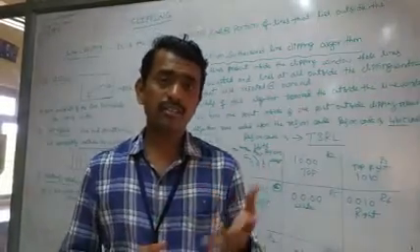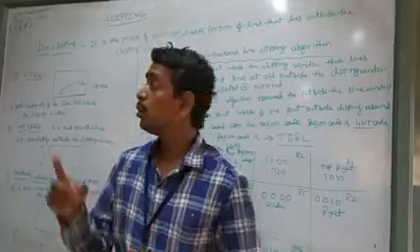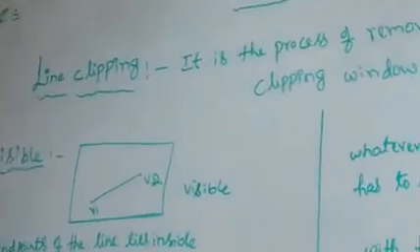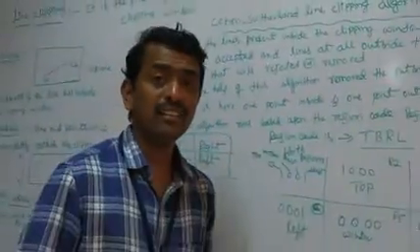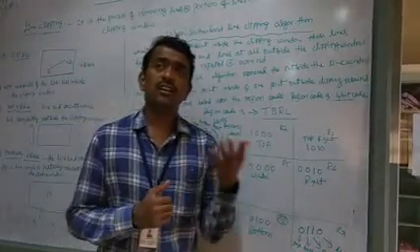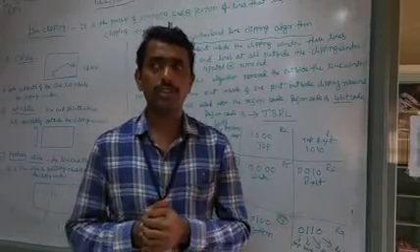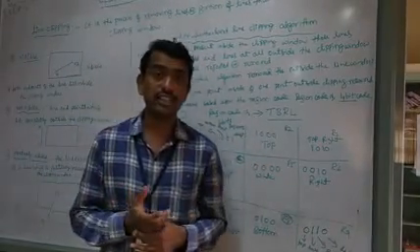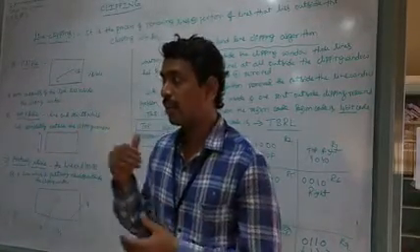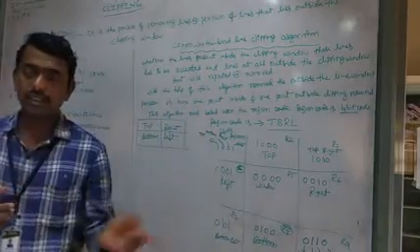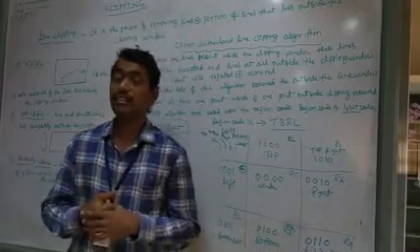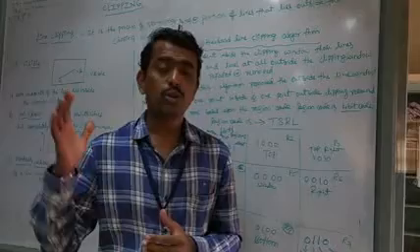Today, in previous classes we already discussed 2D transformation and 3D transformation. In 2D transformation: translation, scaling, rotation, reflection, shearing. Translation is changing the position of an object. Scaling resizes the object, increasing or decreasing it. Rotation is by an angle theta, in either clockwise or anti-clockwise direction. Reflection is the mirror image of an object, and shearing means skewing of an object.